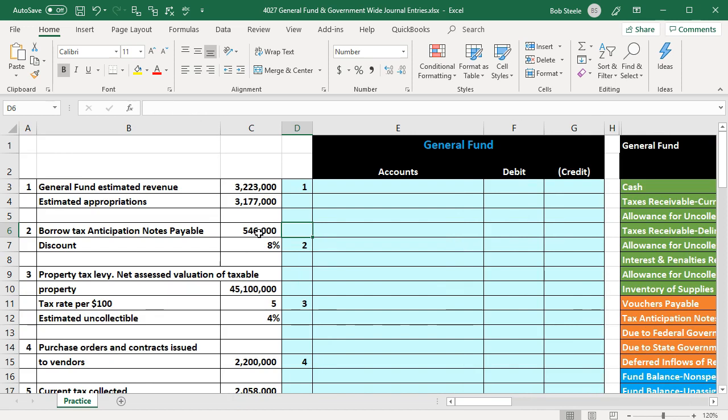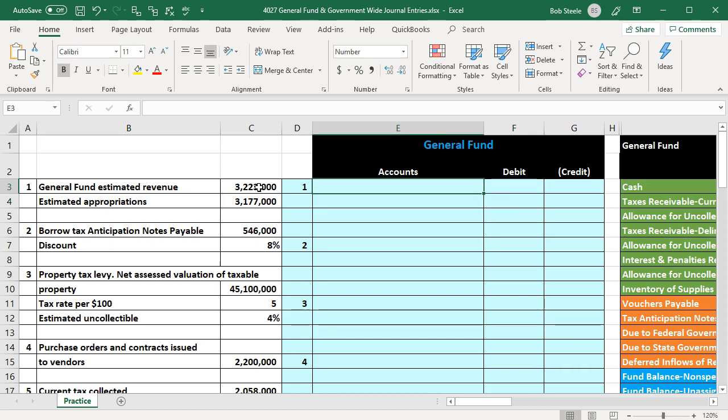So number one, general fund estimated revenues is that, and then we have the estimated appropriations is that. This is basically the budgetary type of accounts, and in the general fund, we're actually going to post the budgetary activity type of accounts. This is unusual. We don't typically do this for financial accounting. We do it for the general fund. That's what we're going to start off with.